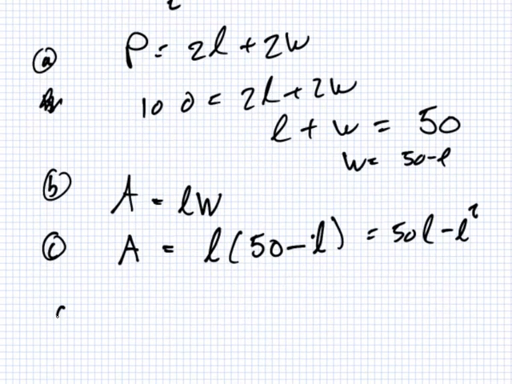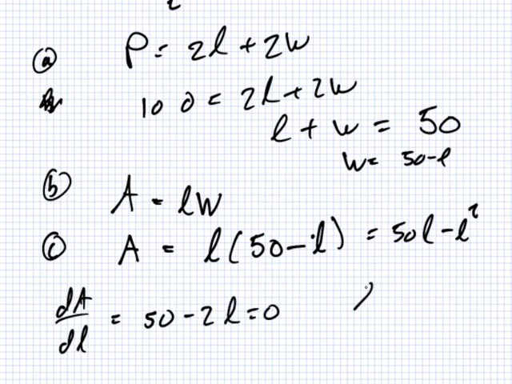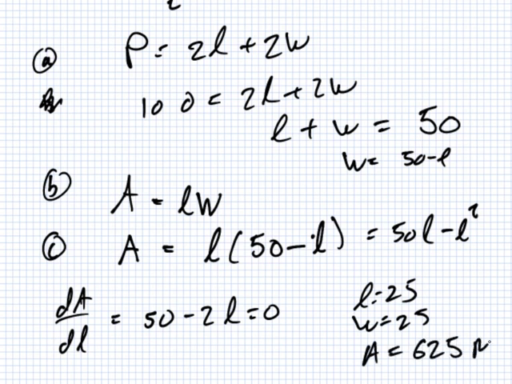What is the maximum area? The maximum area is when this is 0, which means L equals 25, which means W equals 25, which means the area is 625 meters squared. So, if he has 100 meters of fence, and he wants to have the most area, he should basically use a square. This will cover the most area of his land.